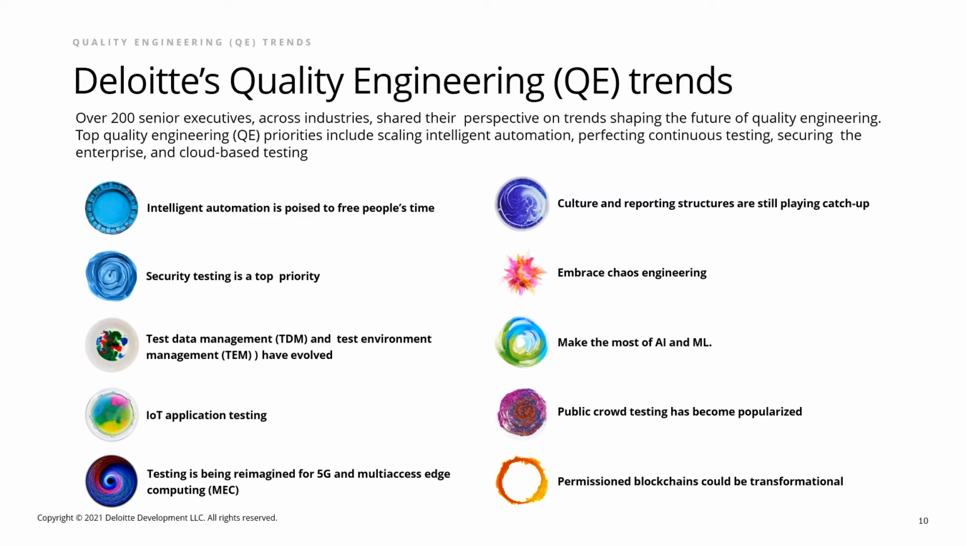Our perspectives are divided into these 10 areas. Top priority includes scaling intelligent automation, perfecting continuous testing, securing the enterprise, and cloud-based testing. These trends will drive the delivery of quality engineering services for the foreseeable future. At Deloitte, we are fully prepared to help our clients with quality engineering needs, and our alliance with Micro Focus provides a great partnership to use the right tool sets for our client needs. Now, I'll hand over to my colleague Mitch, who's going to talk about our alliance with Micro Focus.